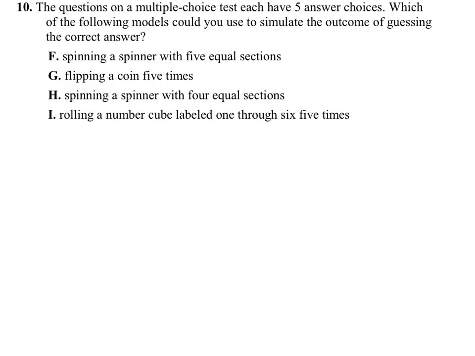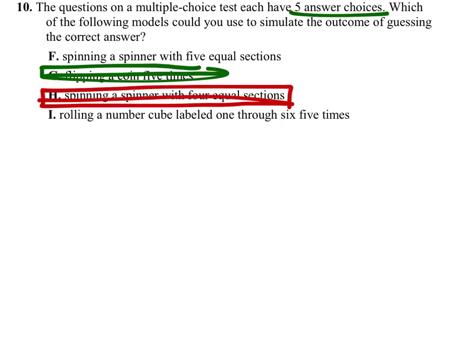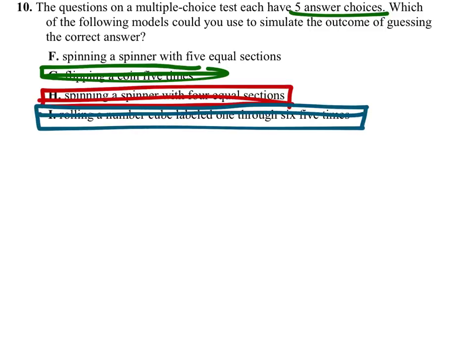The questions on a multiple choice test have 5 answer choices. Which of the following models could you use to simulate the outcome of guessing the correct answer? Alright, we need something to have 5 possible outcomes from one activity. So spinning a spinner with 5 equal sections, that sounds like it works. Let's just check this. Flipping a coin 5 times, it gives you 5 outcomes. However, the problem with that is that there's only 2 total outcomes for the 5 flips, so that's not going to work. If it has 4 equal sections, then that also will not work. And then rolling a number cube labeled 1 through 6 5 times? No. I mean, you would do it 6 times, but the problem is there's 6 possible outcomes for each rolling. So on this one, it's just spinning a spinner with 5 equal sections, and that would tell you 1 possible outcome. Right? 1 outcome out of 5 possible outcomes.